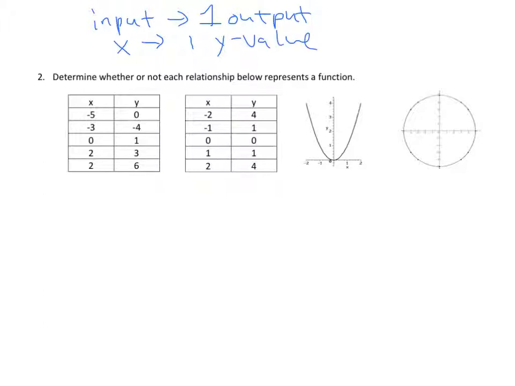Looking at this example of this table in number 2, this first table, we have the same x value with two different corresponding y values, or the same input with two different outputs. So this is not a function. In the second table, we have two different x values with the same y value. That is okay. That is still a function. So it's okay to have two different inputs with the same output, but you can't have the same input with two different outputs.